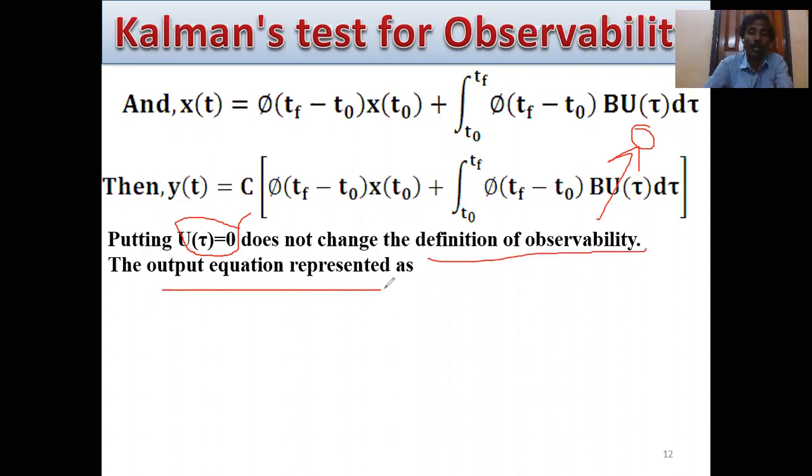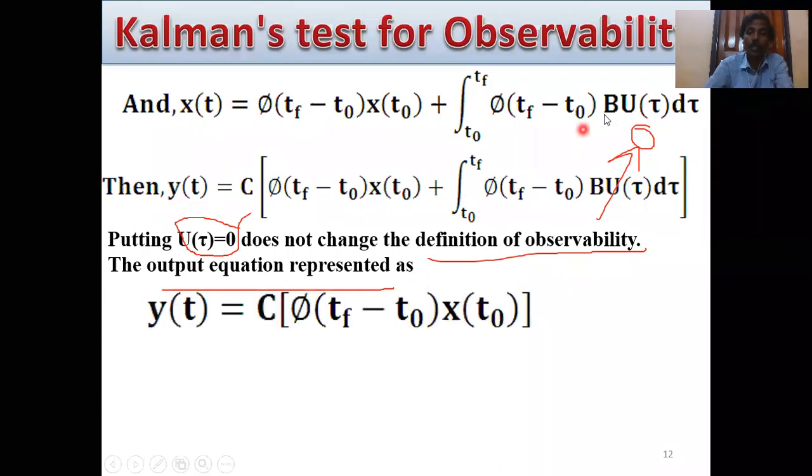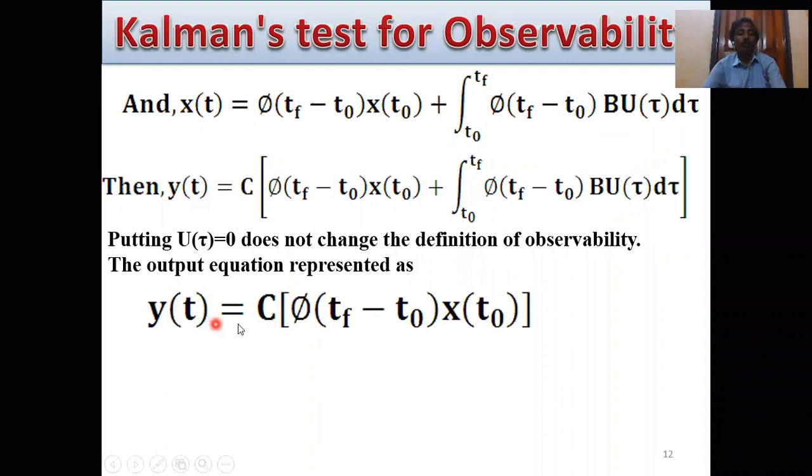The output equation is represented as y of t equals C into x of t. So x of t equals phi of tf minus t0 times x of t0.